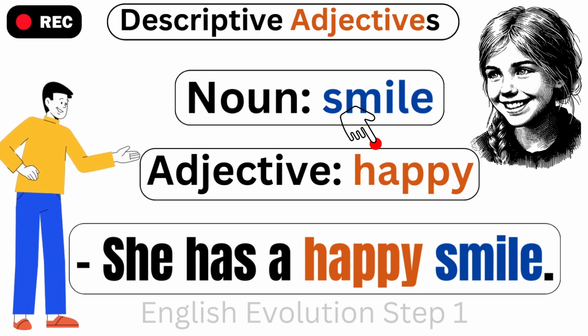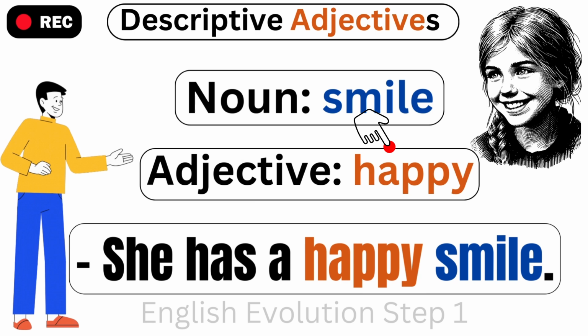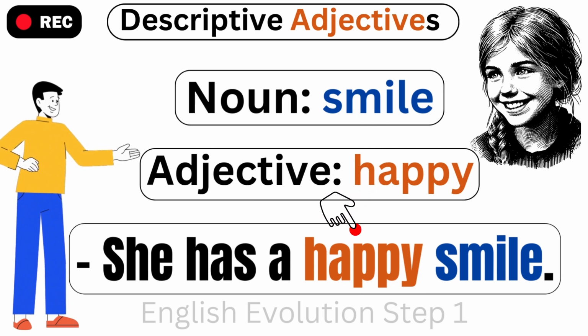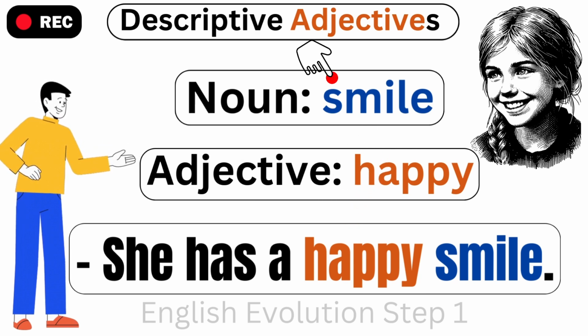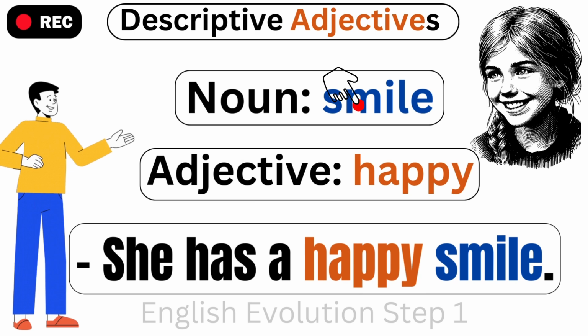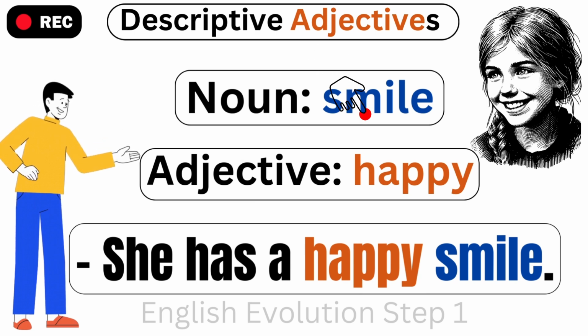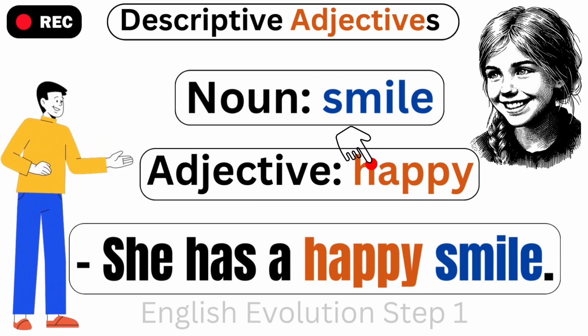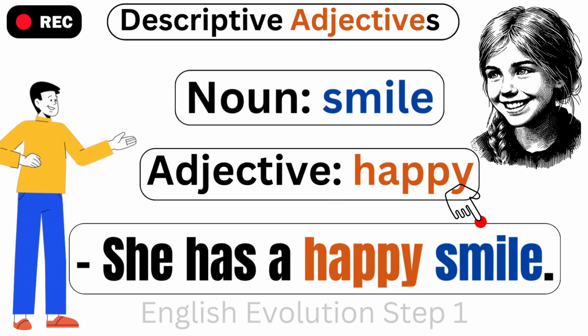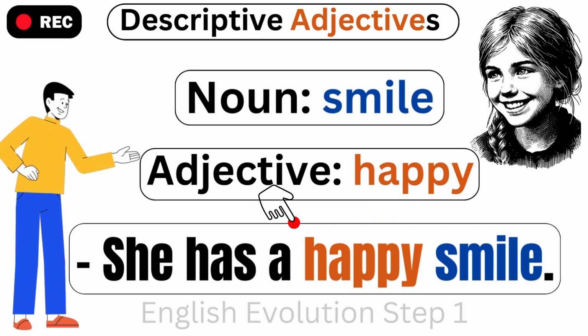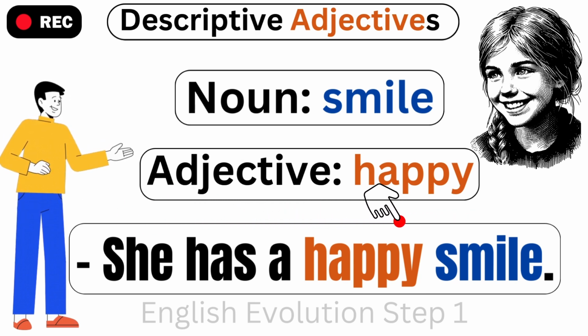3. Place the adjective. Usually, the adjective goes before the noun in English. Example, noun and adjective. Smile is a noun and happy is an adjective. We place the adjective before the noun that it describes. Example, she has a happy smile.